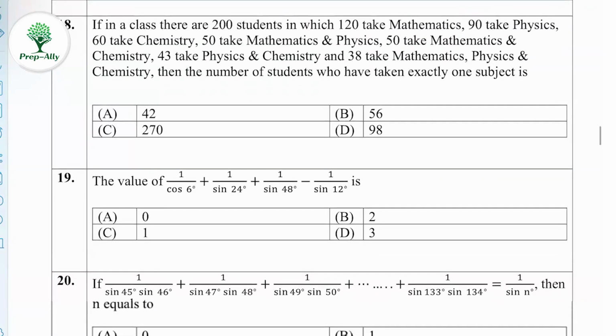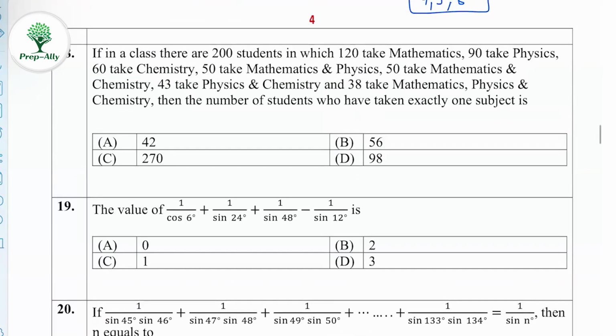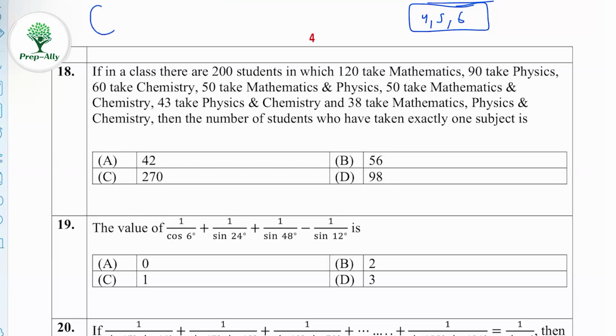Okay. In a class of 200 students, 120 take mathematics. So see, it's based on a Venn diagram: mathematics, chemistry, and physics. So they are saying there are a total of 200 students, 120 take mathematics, 90 take physics, 60 take chemistry, 50 take mathematics and physics, 50 take mathematics and chemistry, 43 take physics and chemistry, and 38 take all three.